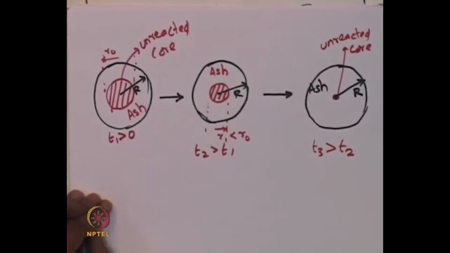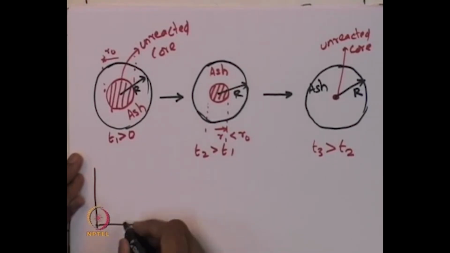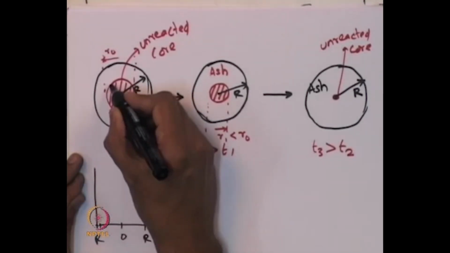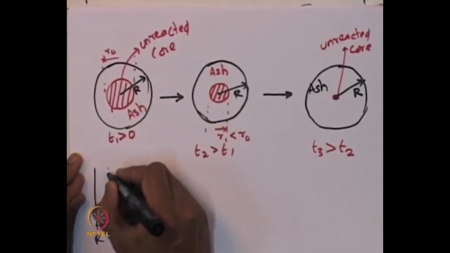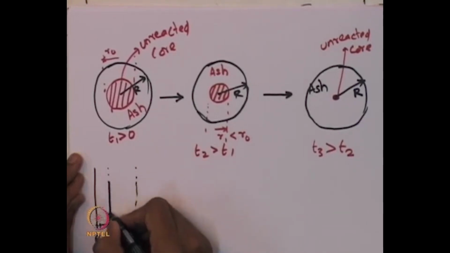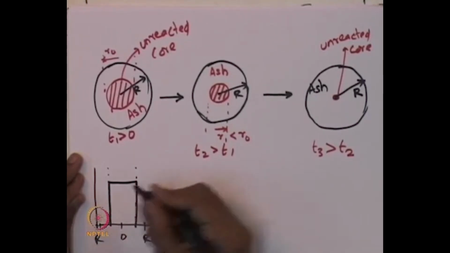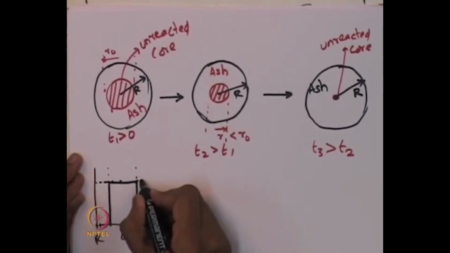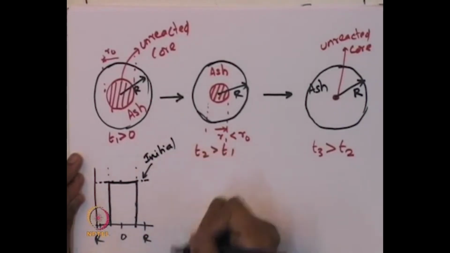So, now if we look at the concentration profile for this situation, if this is 0, at this time the solids are present only in this unreacted core. Therefore, the concentration of the solids will essentially be the concentration of the solids which was present initially everywhere. However, it is present only in the core. So, this is the initial concentration of the solids.